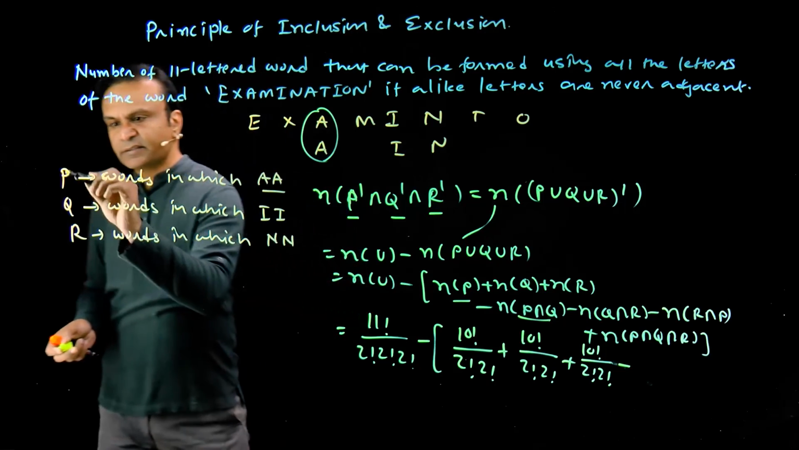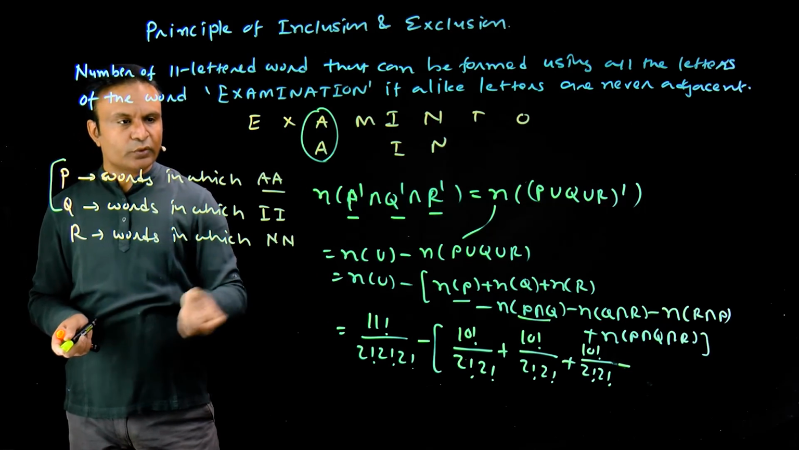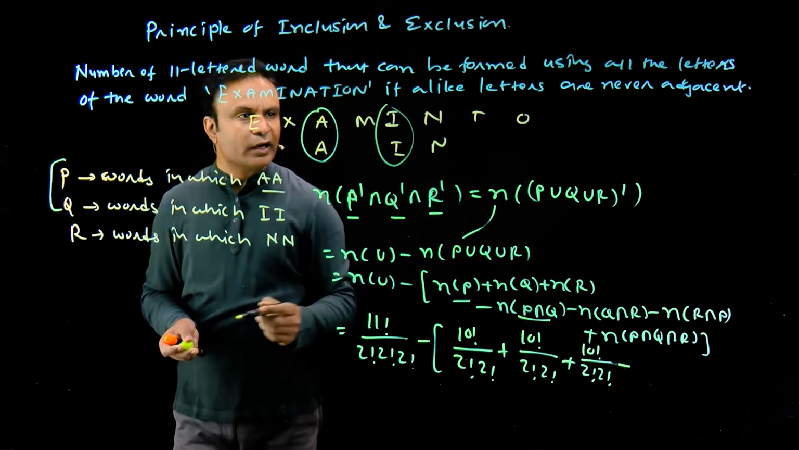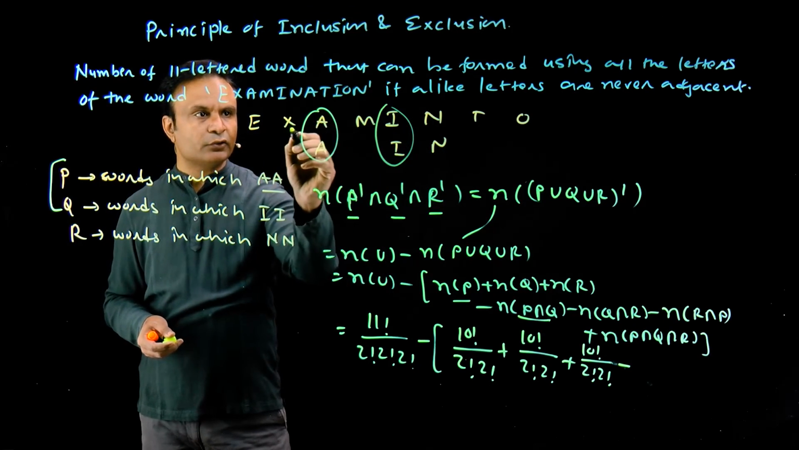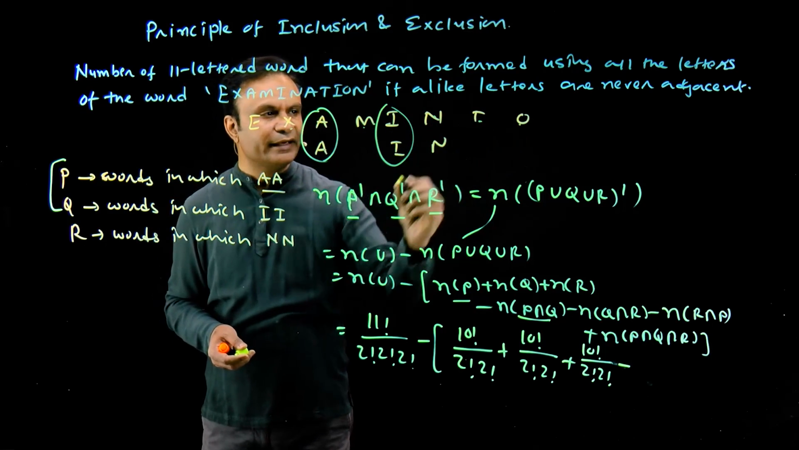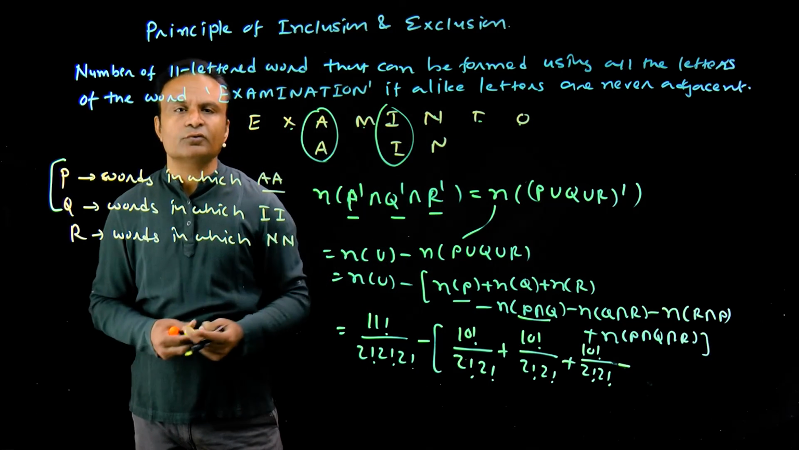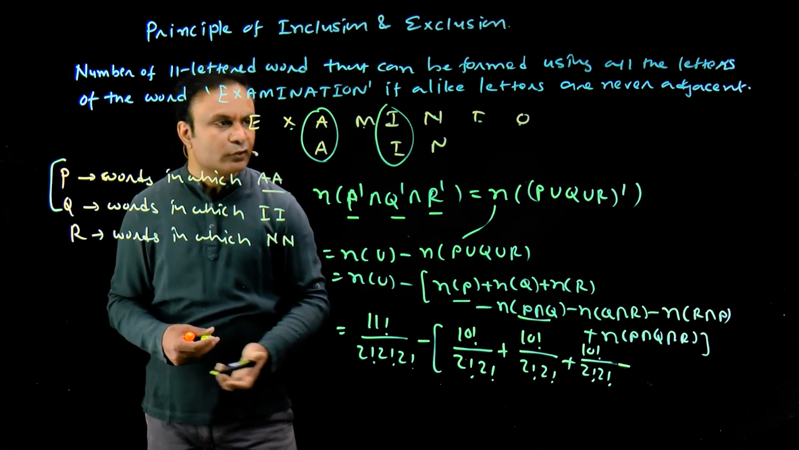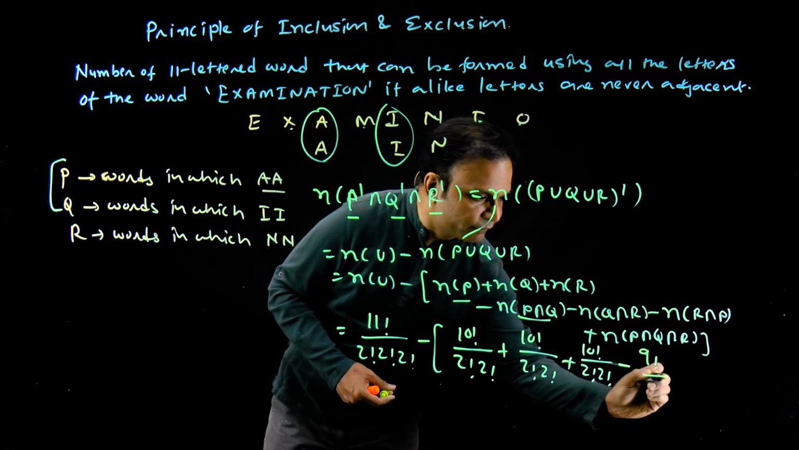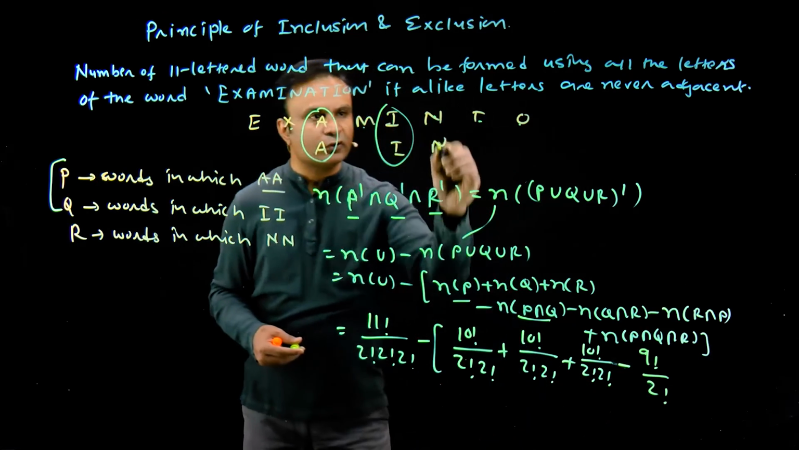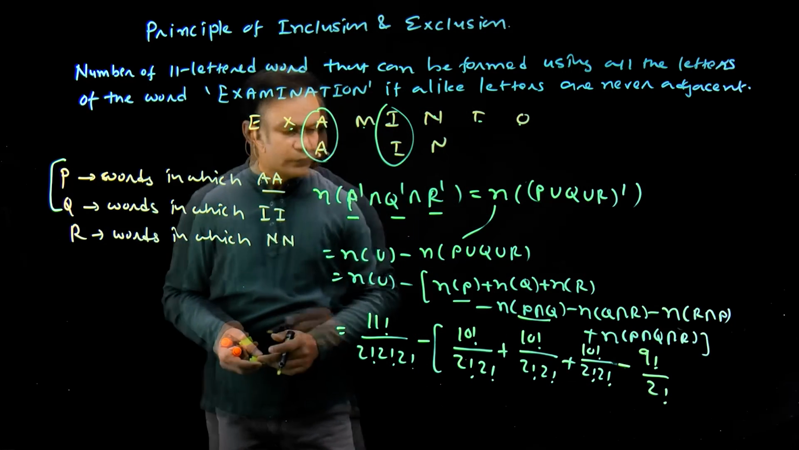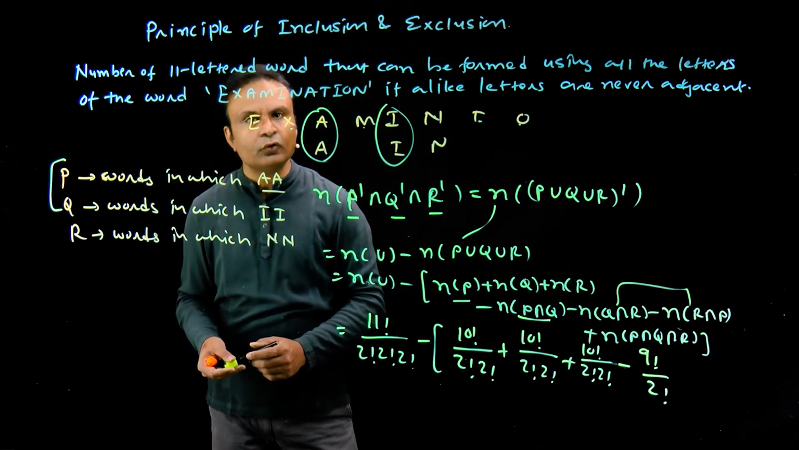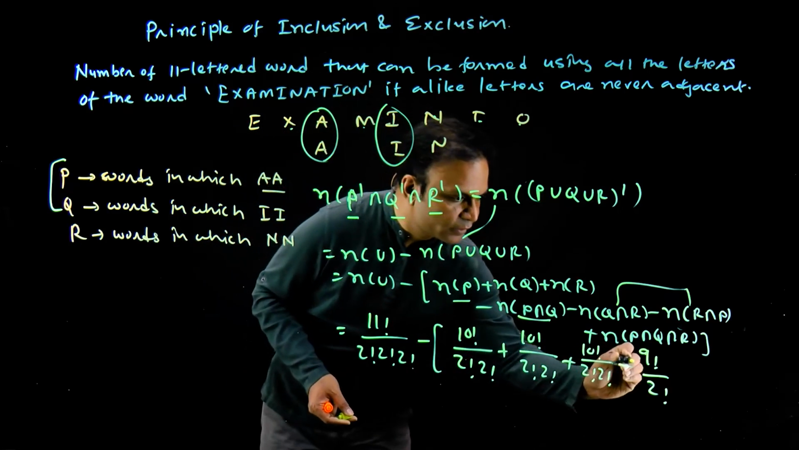The meaning of P intersection Q: those words in which 2 A's are occurring together and 2 I's are occurring together. So now I have these 2 groups and 1, 2, 3, 4, 5, 6, 7 letters. 7 letters and 2 groups. That means there are total 9 objects. How do I arrange these 9 objects? Arrangement will be 9 factorial divided by 2 factorial because of this double N. Similarly, each of these 2 will be 9 factorial upon 2 factorial. So I will be subtracting this 3 times.